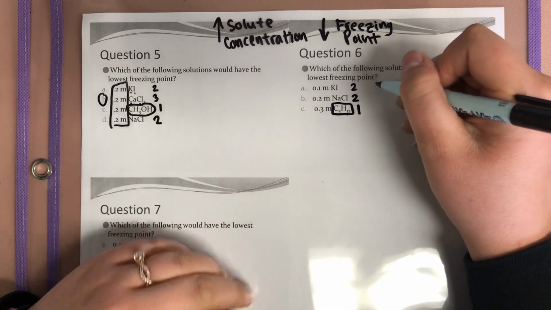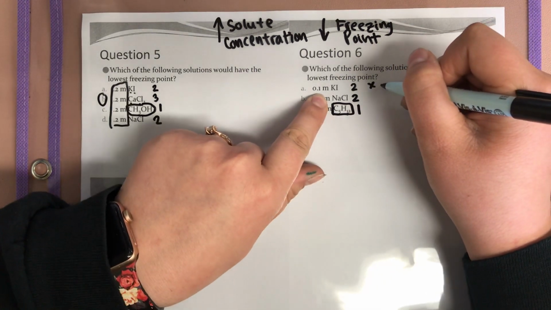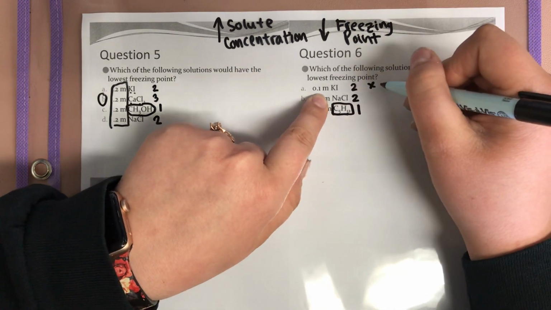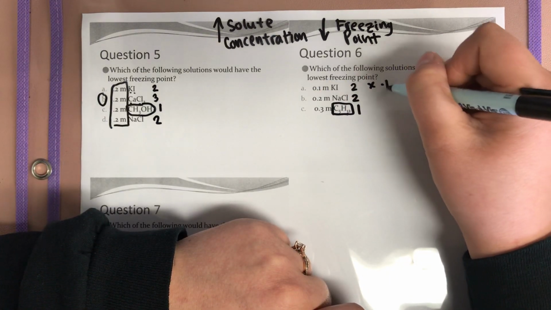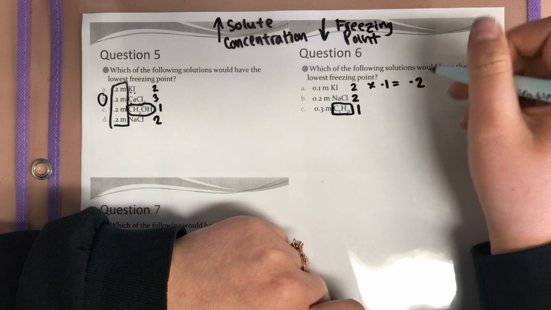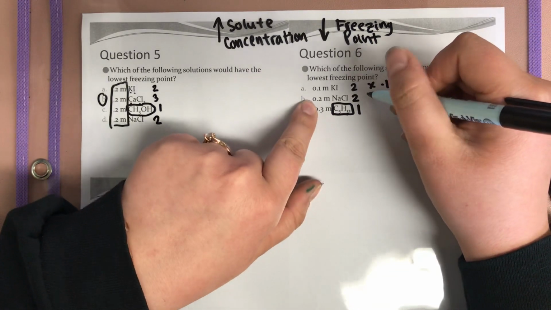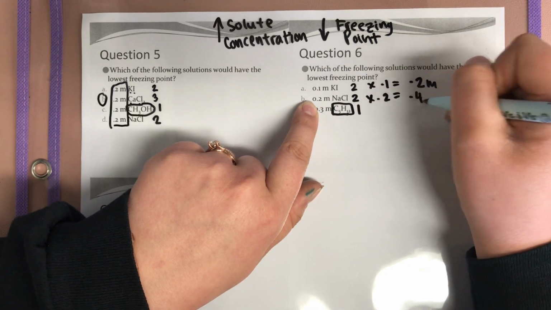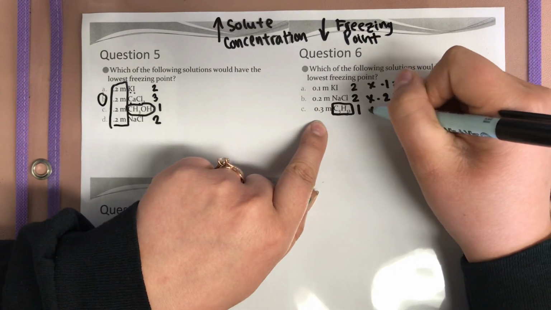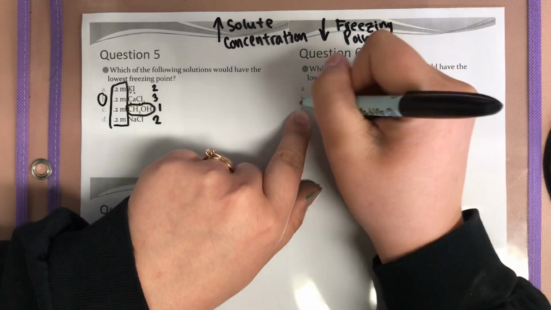Okay, at this point what I'm going to do is times them by the concentration that I get from this. So we have 0.1 molar solution of 2 particles, so 0.2 is our new concentration for the particles, and then times this one by 0.2 and we get 0.4. We'll times this one by 0.3 and we'll get 0.3. So your answer is B.